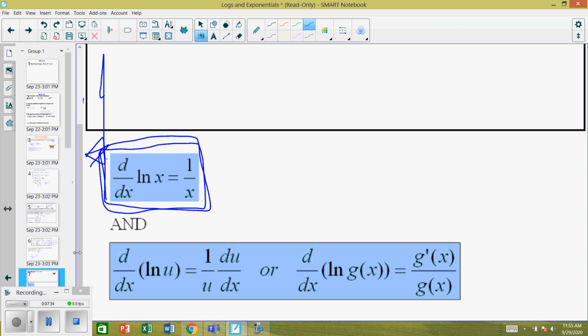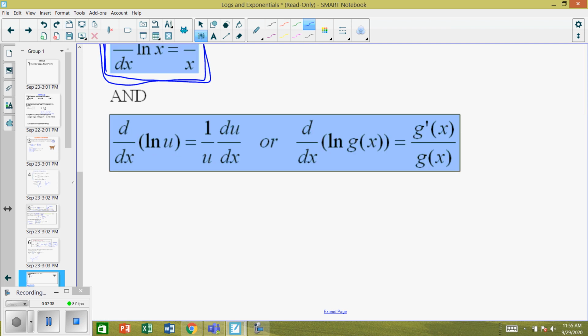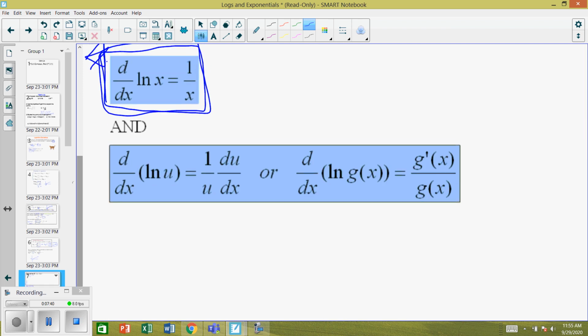And the same thing is being said down here. I can extend it a little bit: the derivative of ln of u is equal to 1 over u times du over dx. In other words, what this second box is saying is if I have anything other than x in the quantity, it's just going to be chain rule. This is another way of saying chain rule. And I have some examples of that on the next slide.